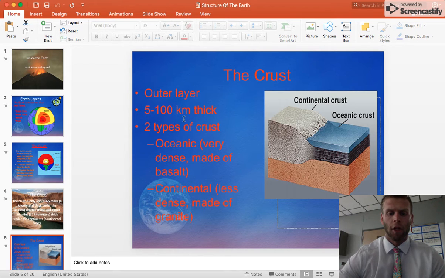There's two types of crust. We have that oceanic, which is very dense, and it's made of basalt. And then you have continental crust, which is less dense, and that's made of granite. So then we know that basalt is thicker than granite rock.